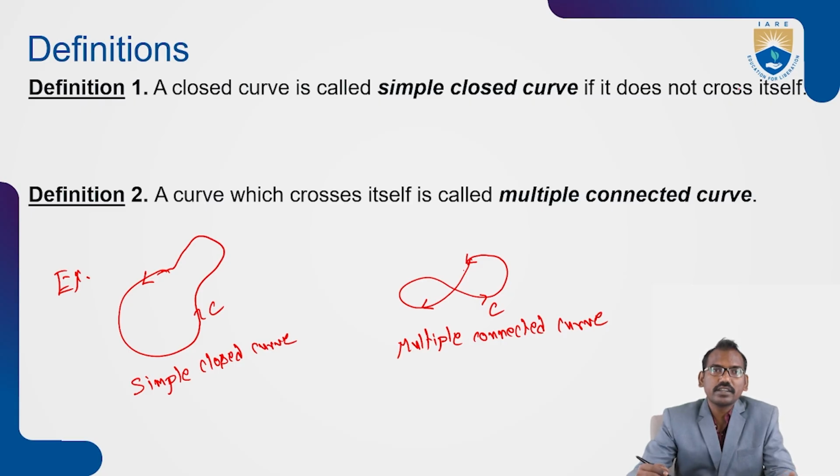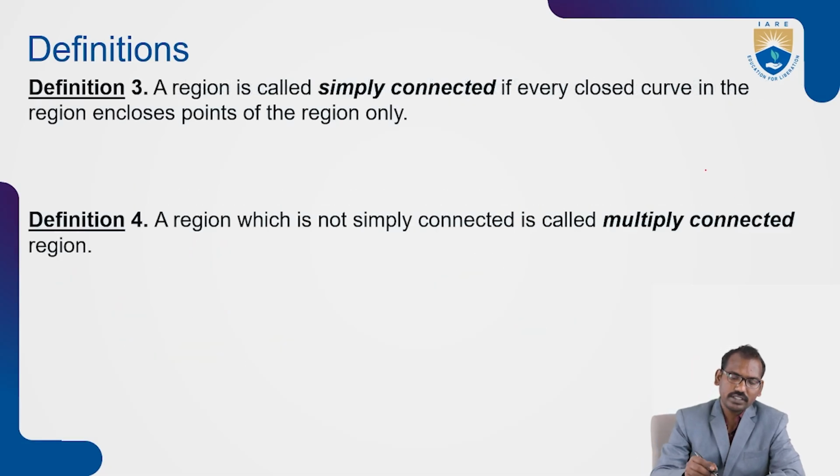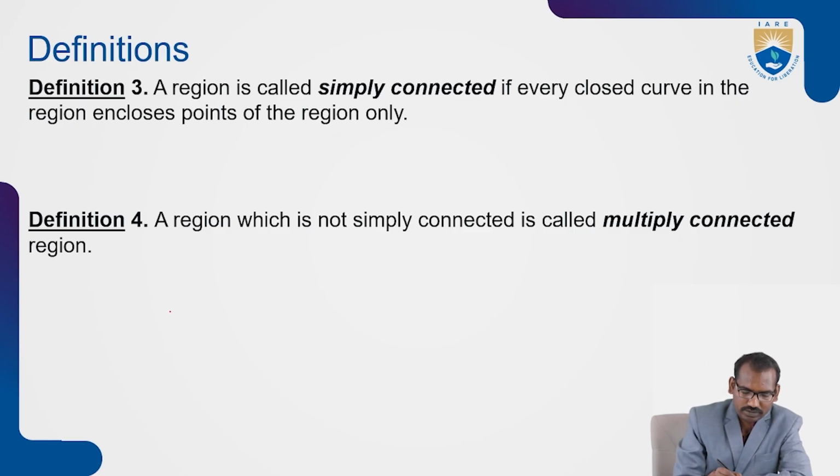Now, briefly, a curve is said to be a simple curve if it does not cross itself. Next, a curve is said to be multiple connected if it crosses itself. Next definition is simply connected. A region is said to be simply connected if every closed curve in the region encloses points of the region only.